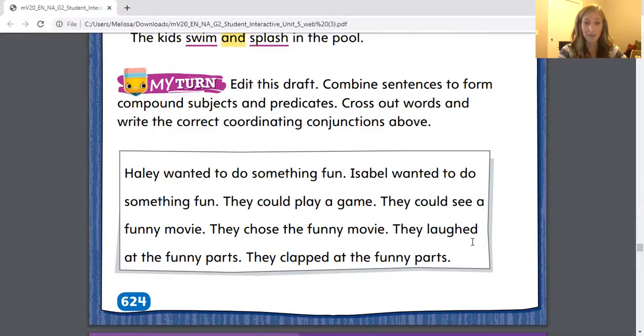So we'll leave they laughed. We are going to cross all of this out. We're going to cross out at the funny parts, period, they. And we're going to replace that with the word and. That way it reads, they laughed and clapped at the funny parts.